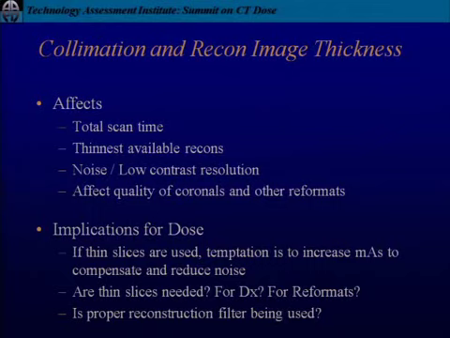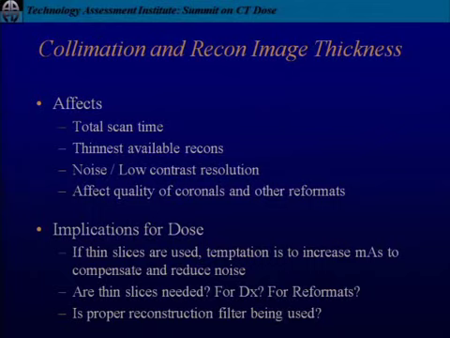Okay. And let's make sure we're on the right terms now. We'll talk about collimation, beam collimation. That's the beam width at the time of acquisition. Okay? That's correct. I'm not talking about the reconstructed image slice thickness. Perfect. Okay, good.